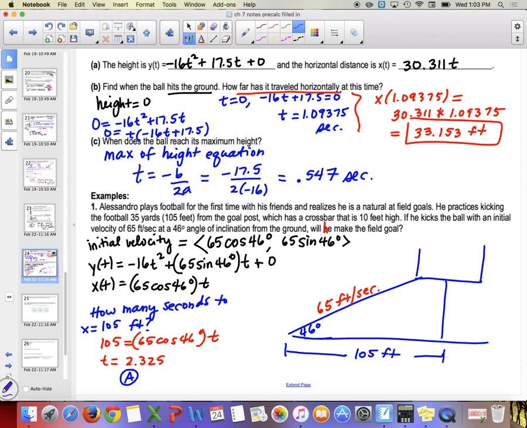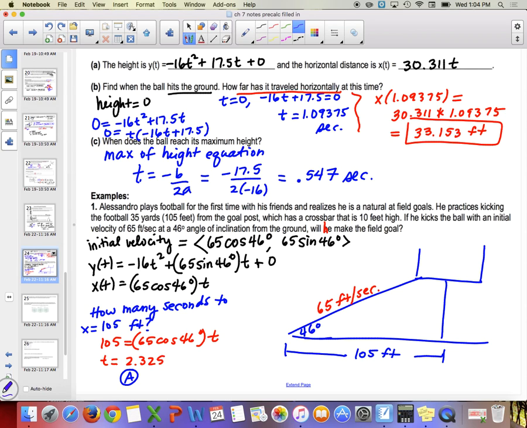Why don't we set the y of t equal to 10 and then see? You could, it's just harder to solve. You'd have to do the quadratic formula and all kinds of stuff. But you could do that, and that would be saying how long does it take to get to 10 feet, but the tricky part is there are actually two places where it's at 10 feet, on the way up and on the way down. So there would be two answers, and you'd have to interpret.